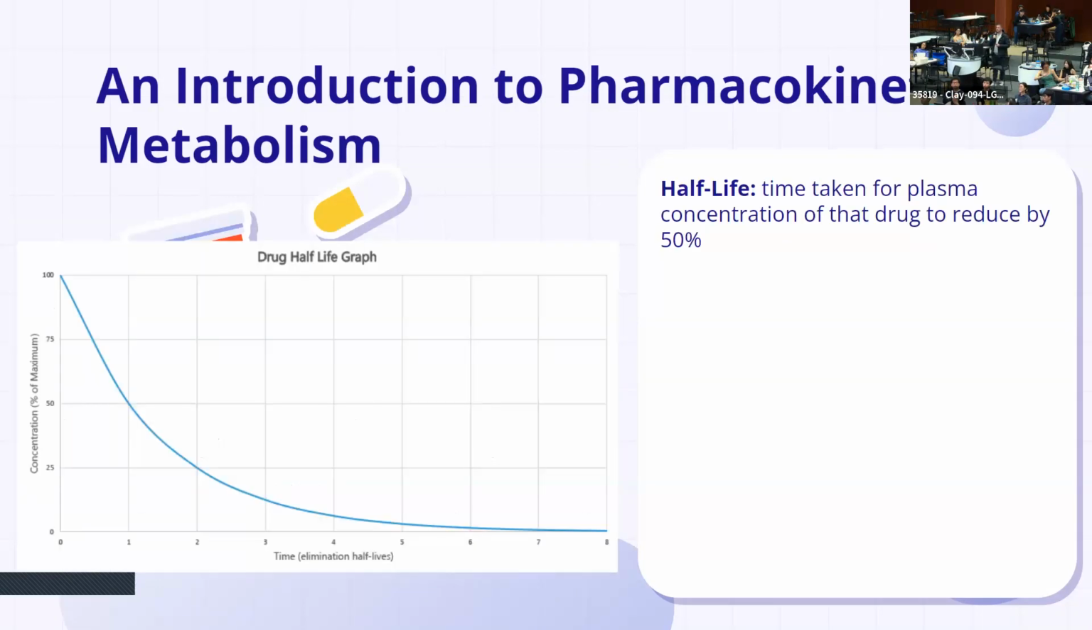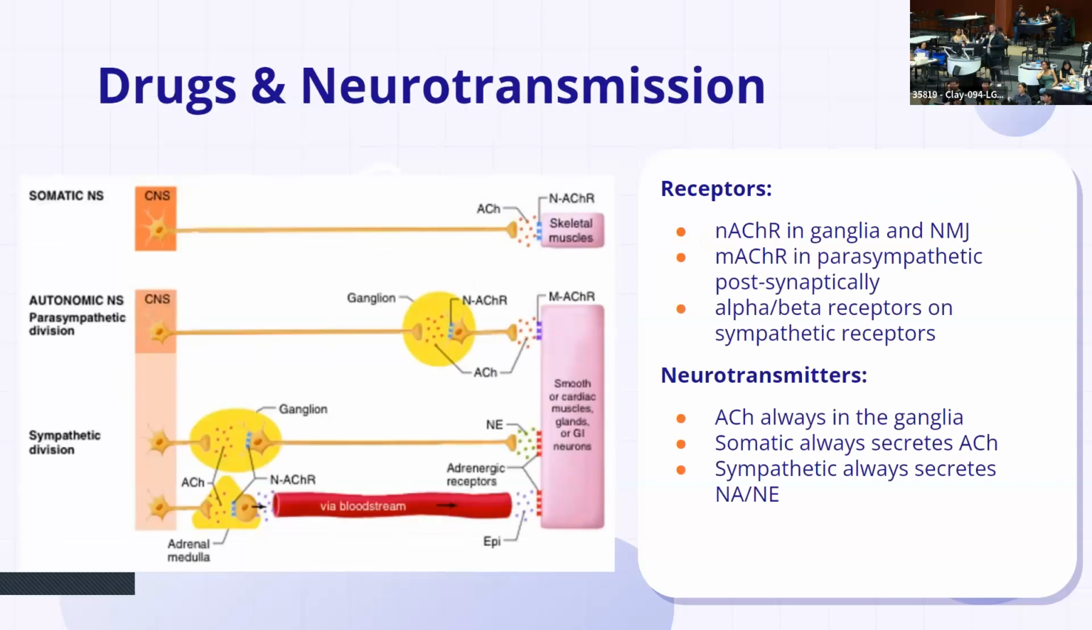Okay, so half-life's another important concept, a part of metabolism. A half-life is the time taken for plasma concentration of that drug to reduce by 50%, and that just makes sense. Okay, so I'm going to move on to drugs and neurotransmission now. That was sort of the introduction. They're just the basics, and there will be a few questions on them, but not a lot. It's more this sort of stuff, the pharmacodynamics you need to know about.